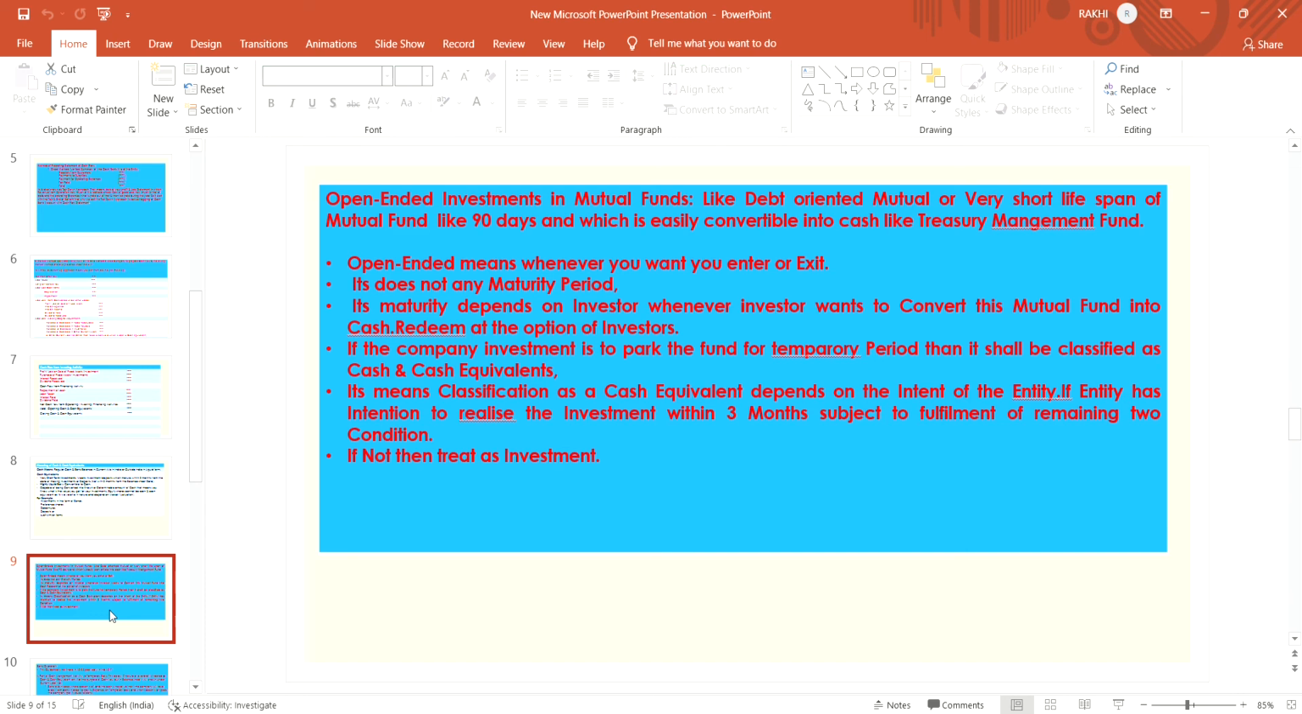So for an open-ended investment in mutual fund, if the company wants to park its money for a temporary period, and it is subject to the fulfillment of all the three conditions of cash and cash equivalent, then only it is treated as cash and cash equivalent. Otherwise, it will be treated as investment.